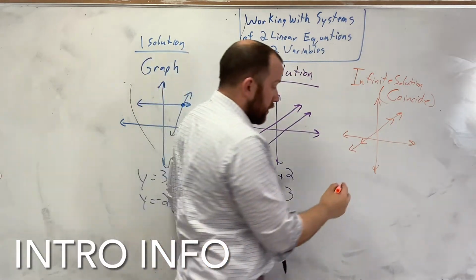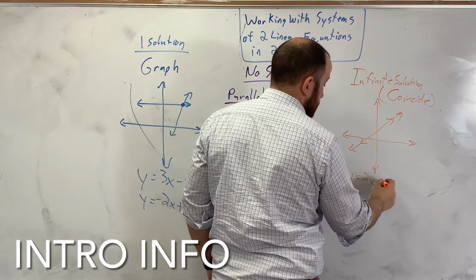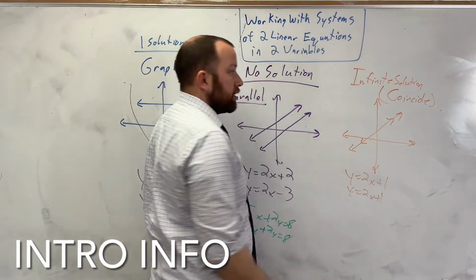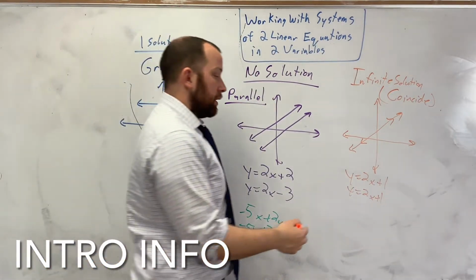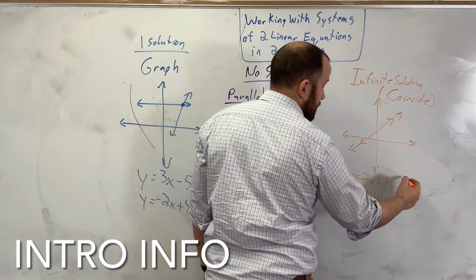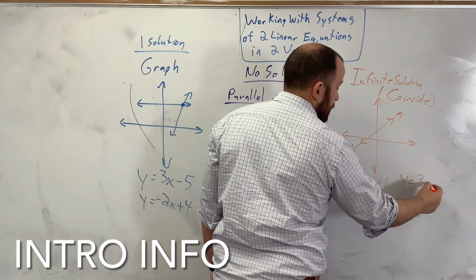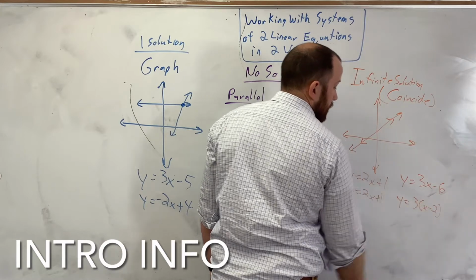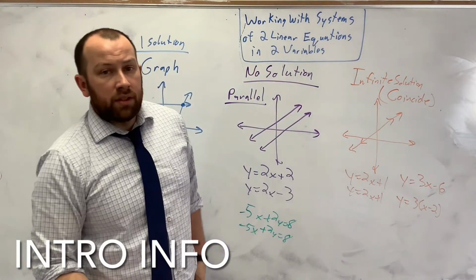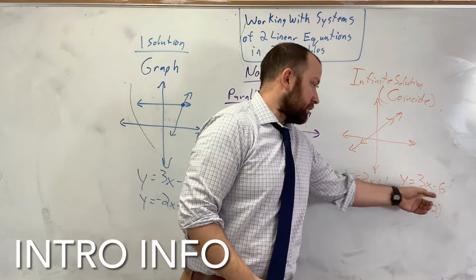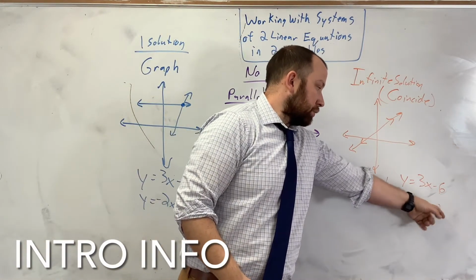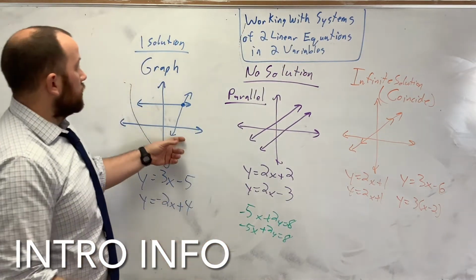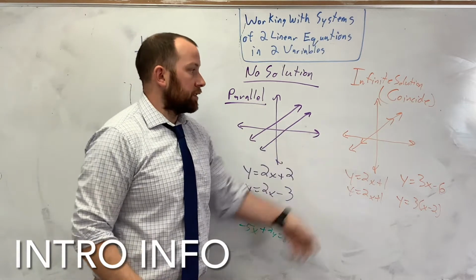Examples of this are y equals 2x plus 1 and y equals 2x plus 1. Same exact equations, so there's infinite solutions between them. Another way you might see this is y equals 3x minus 6 and y equals 3 times (x minus 2). Those are still the same equations. One is just distributed, or this one's simplified. So if you distribute the 3 in, you get the same equation. So those are the three different types you will see: one solution, no solution, and infinite solutions.